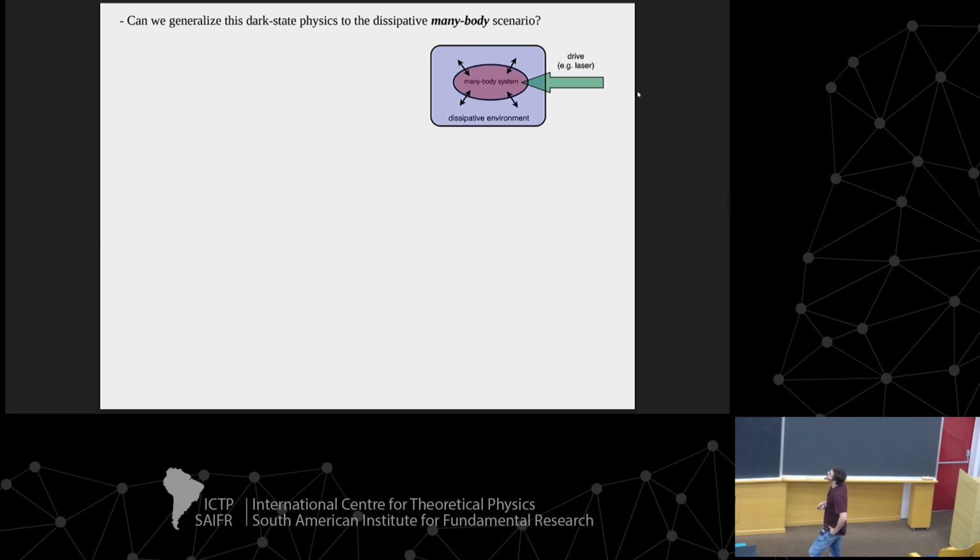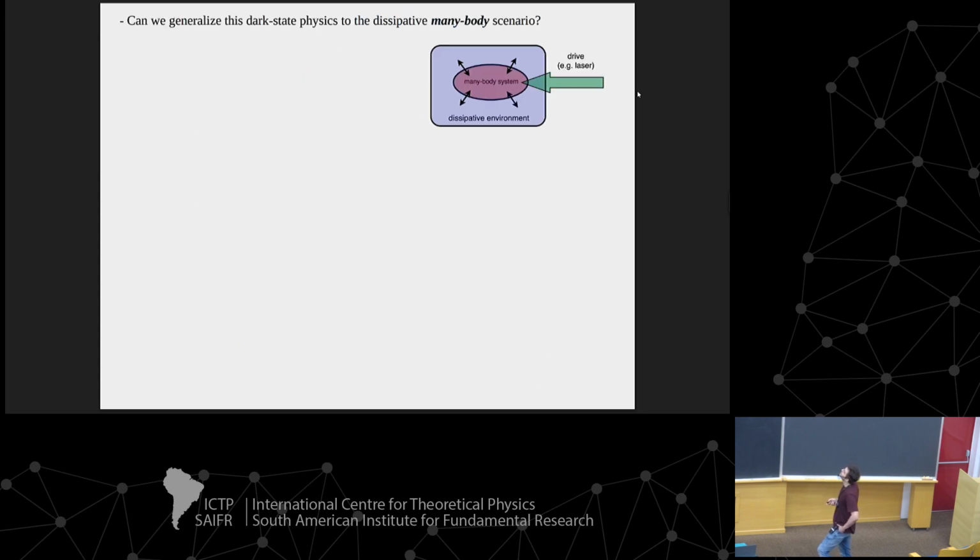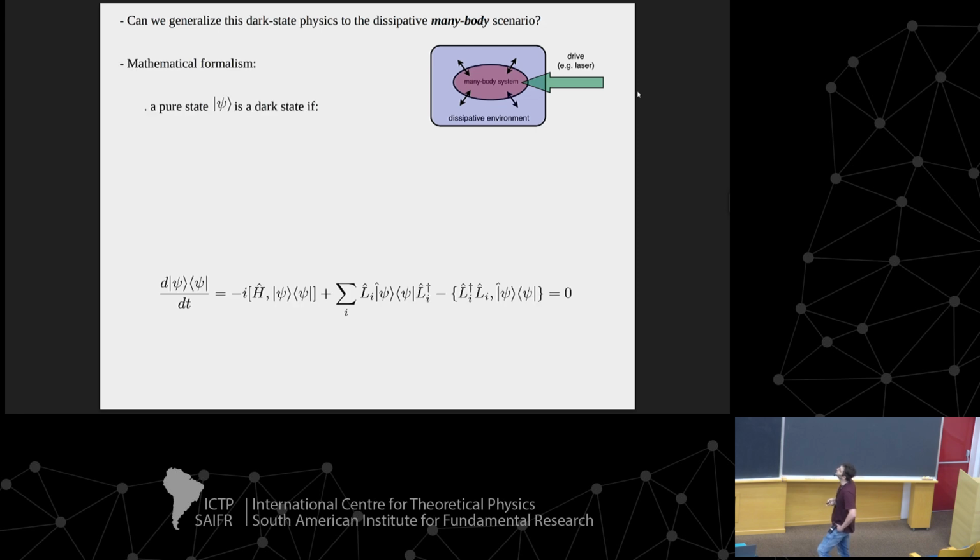Okay, and then, as I said, the idea is to generalize these things for the many-body realm. Essentially, in this case here, you can treat them independently, but now we want to understand if we can also shine some laser or put your many-body system to interact with a dissipative environment. What can we do in this sense?